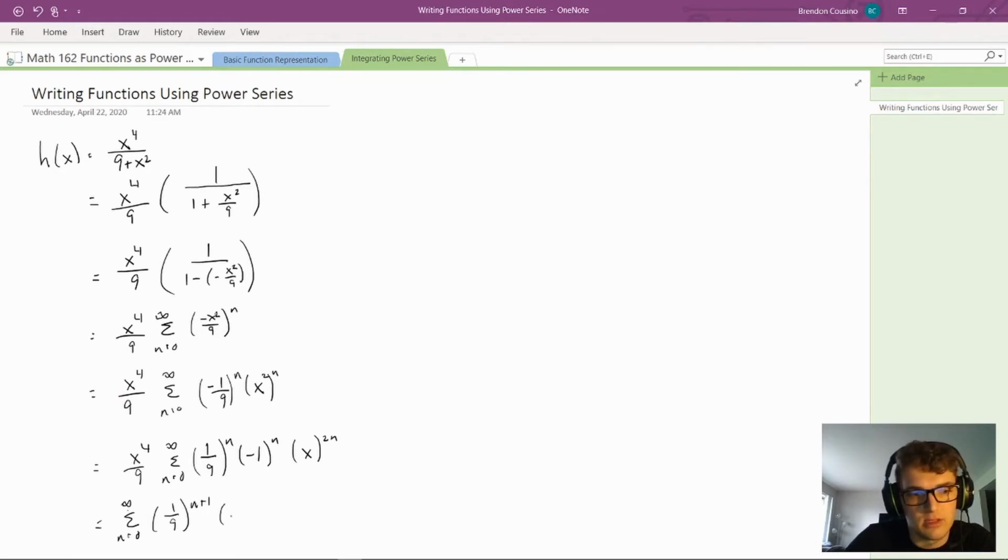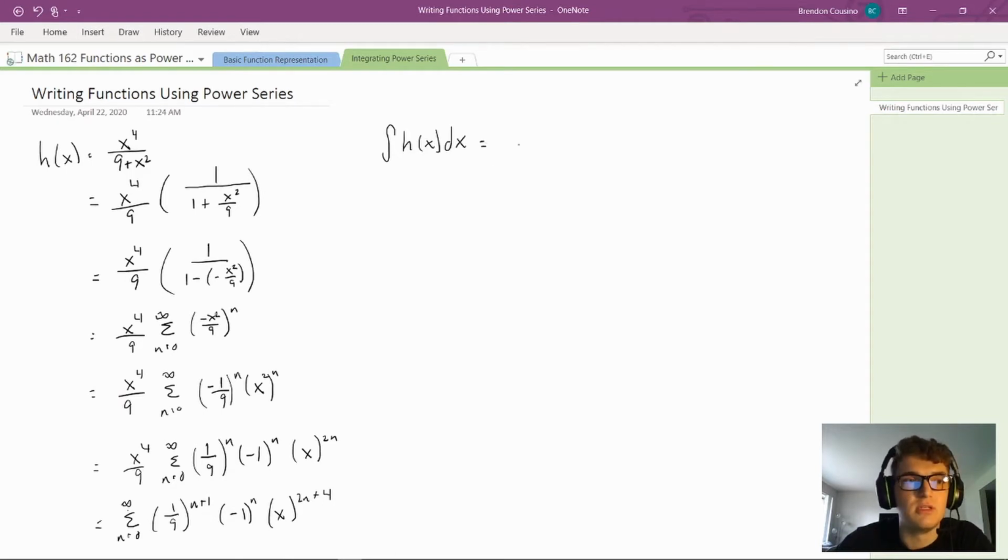And then we'll still have our alternating term, so this is negative 1 to the n, and then we'll have x to the 2n plus 4. Okay, so this is our power series representation. But remember at the beginning, what we want to do is write out a power series representation for the integral of h of x dx.